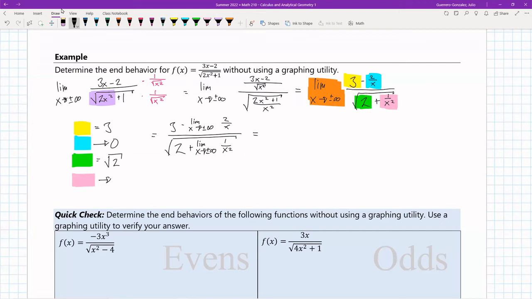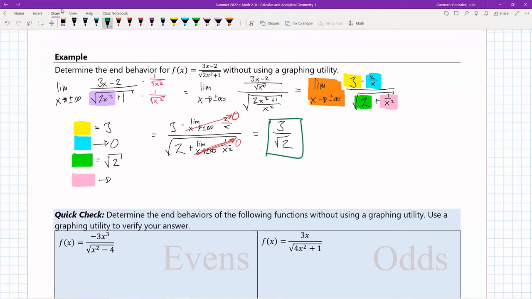Okay, this is what you'll see in online videos and stuff. They'll say that this tends towards 0, and this does the same, tends towards 0. So therefore, your answer is going to be 3 over the square root of 2. And we are done.